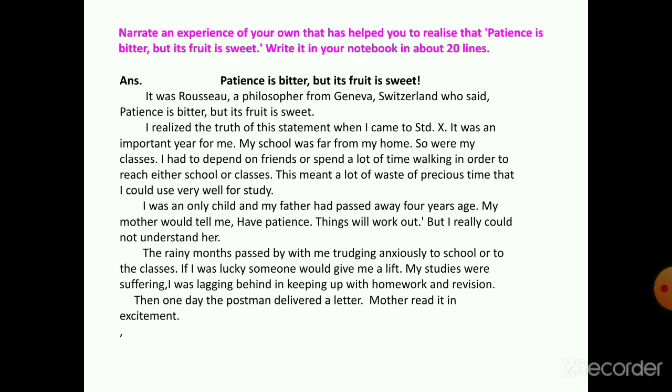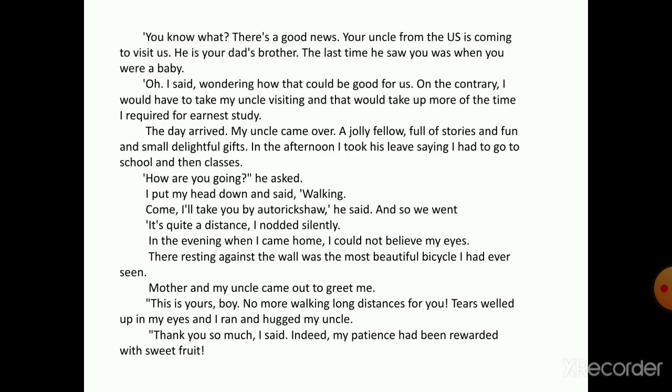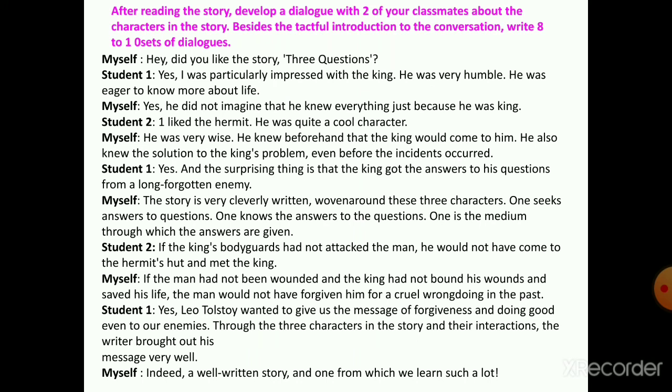सो आंसर इज गिवन हियर, यू कैन टेक द स्क्रीनशॉट ऑफ दिस. दिस इज द हाफ आंसर. रिमेनिंग हाफ आंसर इज गिवन इन दिस स्लाइड. Next question, after reading the story, develop a dialogue with two of your classmates about the characters in the story. Besides the tactful introduction to the conversation, write 8 to 10 sets of dialogue.